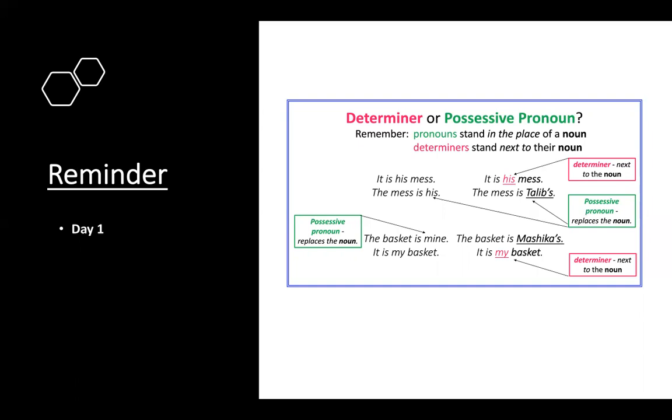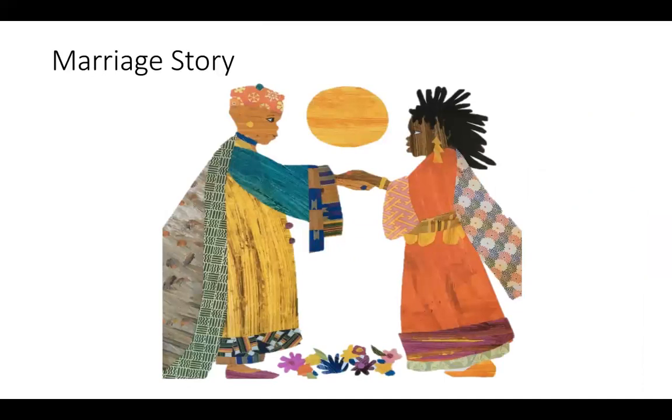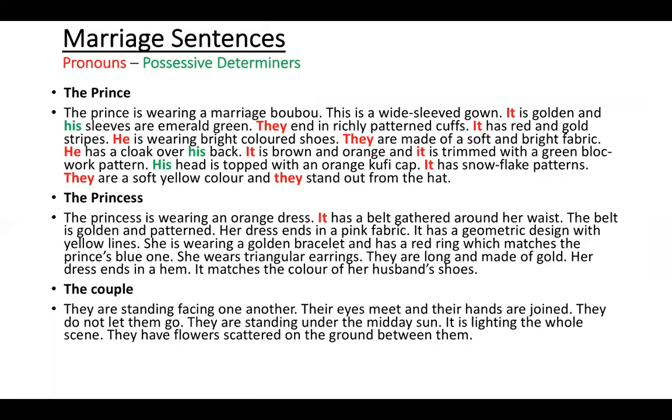My is a determiner. So let's have a look at this picture of the marriage story from The Princess and the Pea by Rachel Isadora. It's called The Marriage Story because it's a picture of their wedding. So let's have a look at that picture and then see if we can write sentences about it. We're going to read sentences about that. So in here, we have the pronouns in red and the possessive determiners in green. It's been done for you for the prince, and I want you to have a look at the princess and the couple to see if you can spot the determiners or the pronouns.